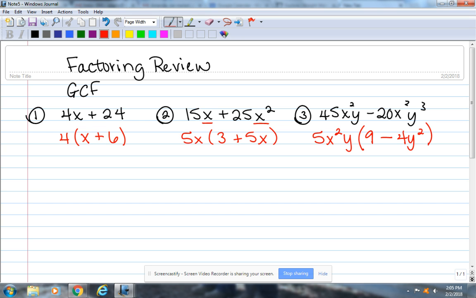So you do 5x squared times y. 5x squared y times 9 would be 45x squared y. Yep. Okay, 5x squared y times negative 4y squared is 20x squared y to the third power. So that's how you check it.